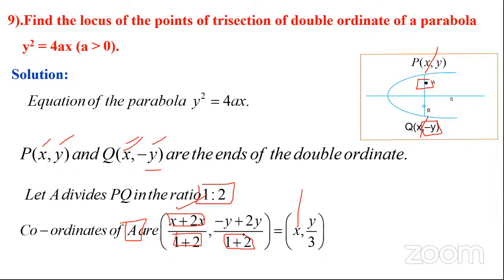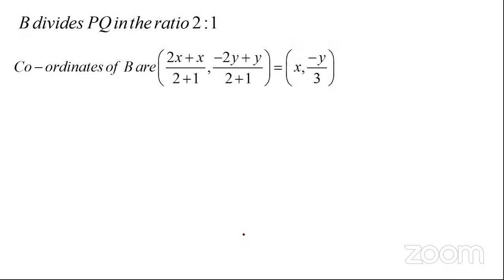Similarly, I can find the coordinates of B also in the ratio of 2:1. So B divides PQ in the ratio of 2:1. Then I will get this one, same formula: (mx2 + nx1)/(m + n), (my2 + ny1)/(m + n). So you will get (2x + x)/(2 + 1), and (-2y + y)/(2 + 1). Then this will be 3x/3, which is nothing but x as usual, and this value is -y/3. So these are the coordinates of A and B.